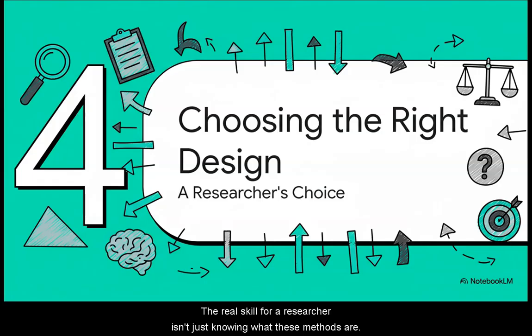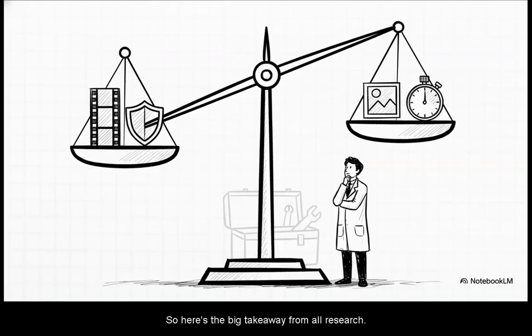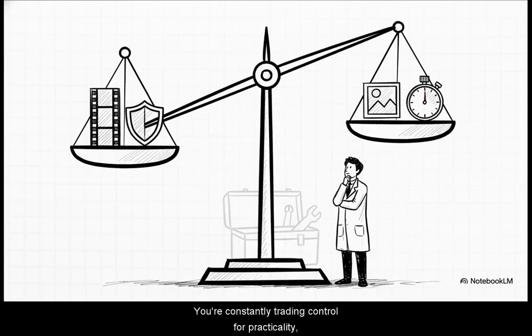The real skill for a researcher isn't just knowing what these methods are, it's knowing when to use which one. So here's the big takeaway from all this. Research design is a balancing act. It's all about trade-offs. You're constantly trading control for practicality, and you're trading speed for accuracy. That quasi-experimental design gives you more confidence, but it might be way harder to pull off. A cross-sectional study is fast, but a longitudinal one is more accurate if you want to see how people truly change. The genius of good science lies in picking the right tool for the job.